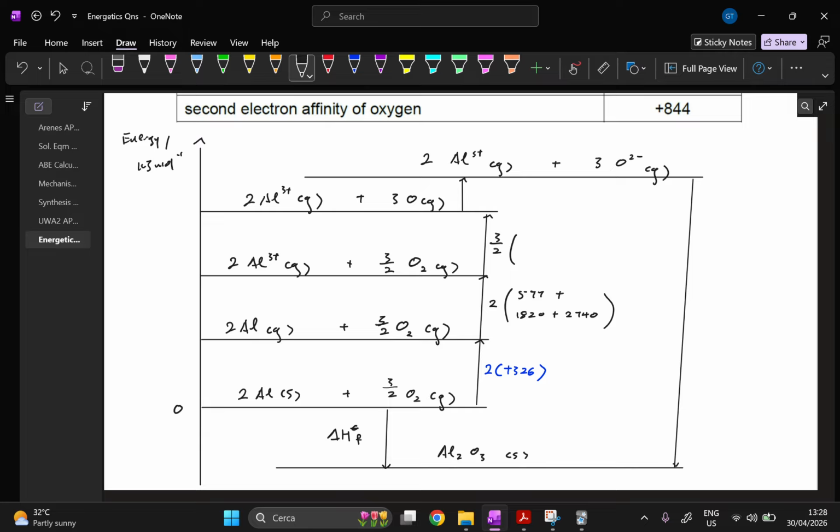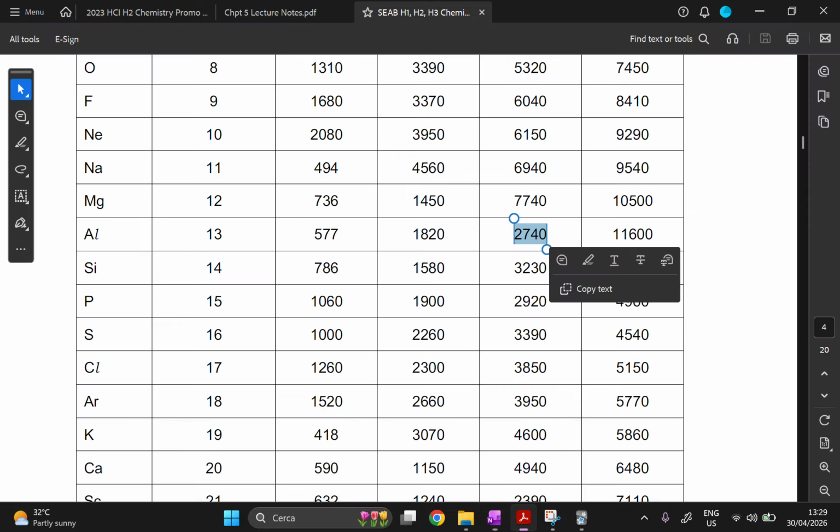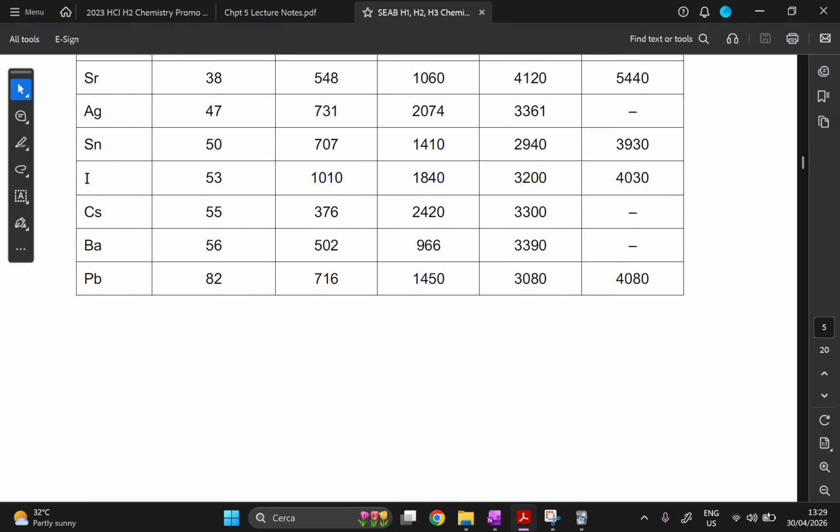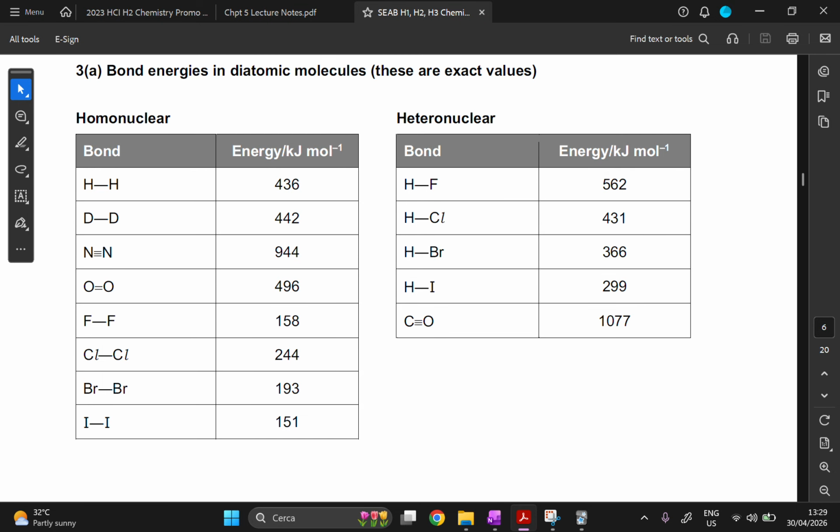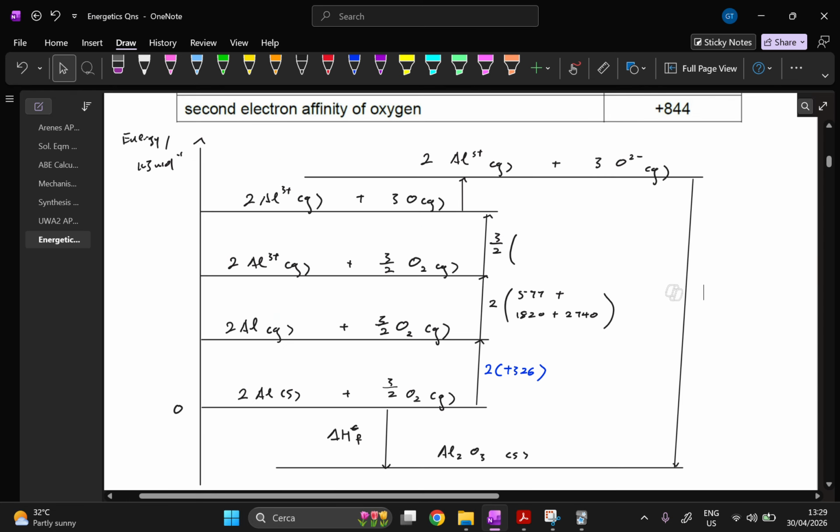Okay, so please don't take out the wrong coefficient. Just take out whatever coefficient is here. This coefficient here is going to be this coefficient here. Okay, so we go to our data booklet. OO bond length, bond energy is 496. Yeah, quite easy to remember after you've worked with it for a bit.